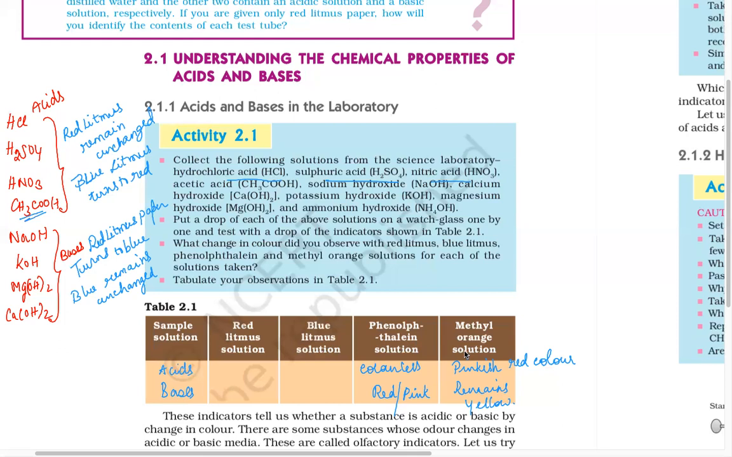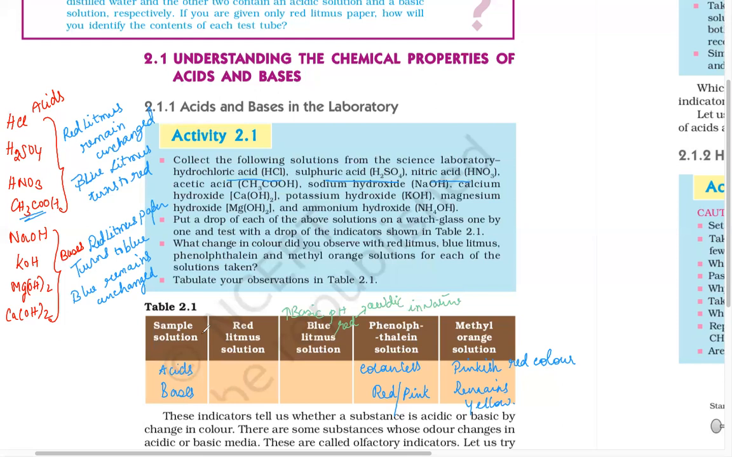And I already told about this one: blue litmus is a reagent to test for basic pH. Red litmus turns blue in basic pH. Blue litmus paper will turn red, and that means it is acidic in nature, isn't it? Similarly, red litmus also indicates basic pH.